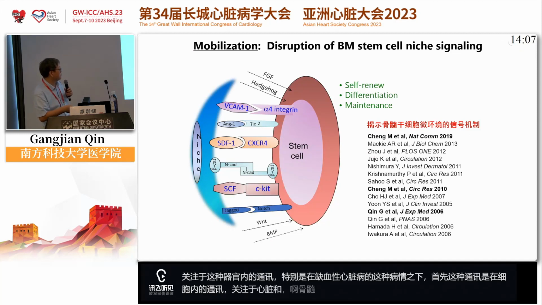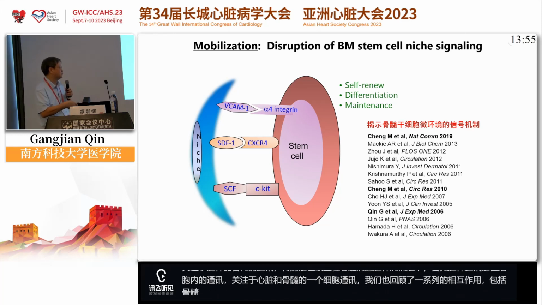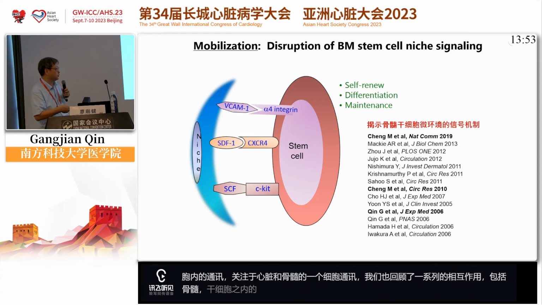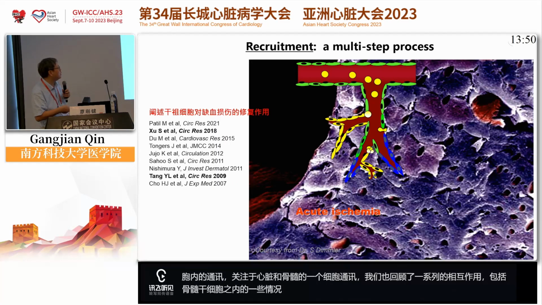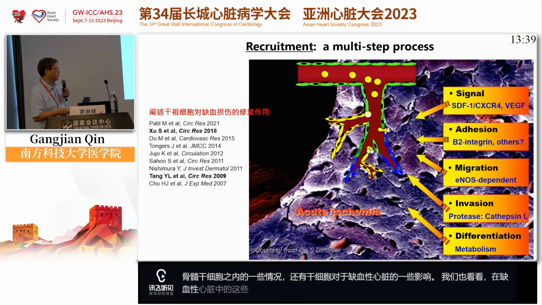We have revealed a number of interactions between the stem cells and the bone marrow microenvironment that impact stem cell mobilization into the ischemic heart. We have also worked on how, once the cells are recruited in the ischemic heart, they interact with the damaged environment to exert the bioactivities of these cells, including the repair.